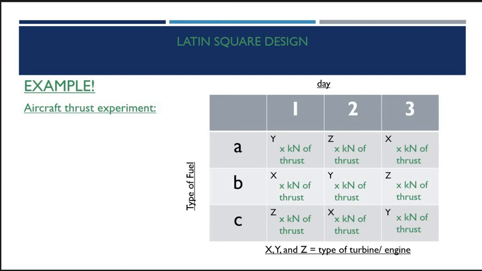In the rows, we could see different types of fuel used in the experiment. The columns display the day that the experiment was conducted. And lastly, the treatment variables display which type of engine was used in the experiment.